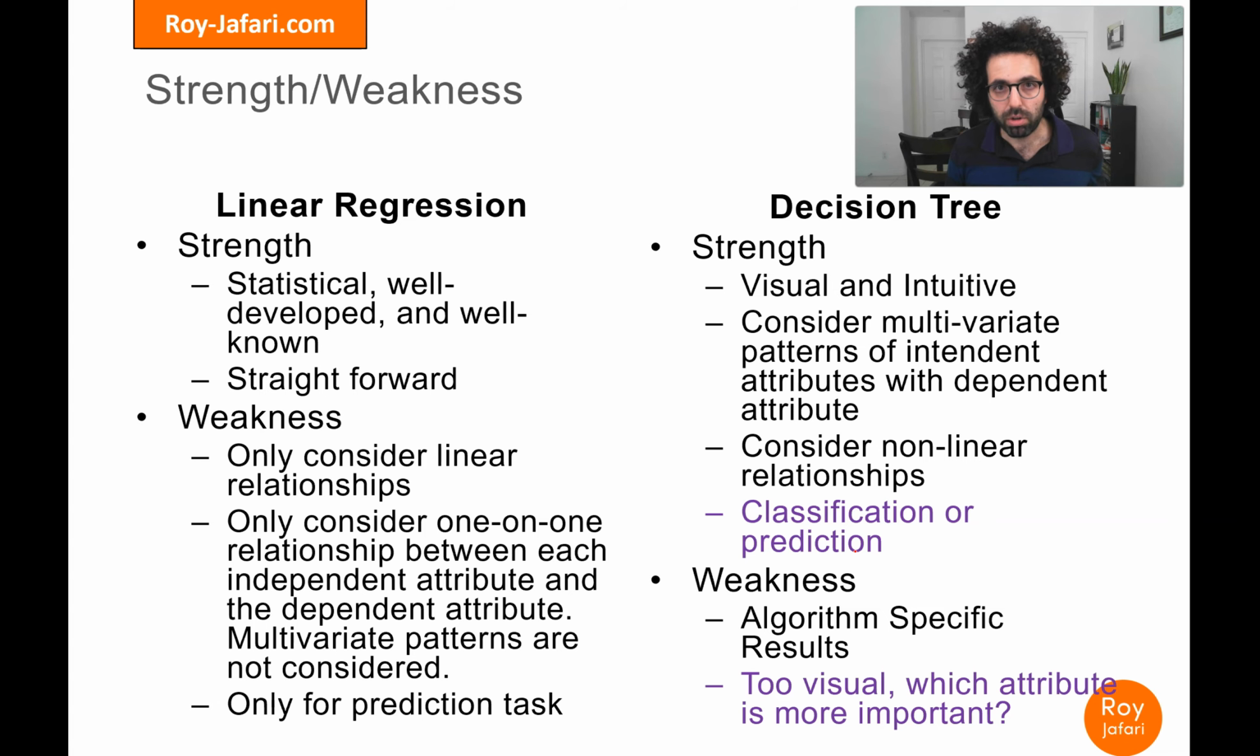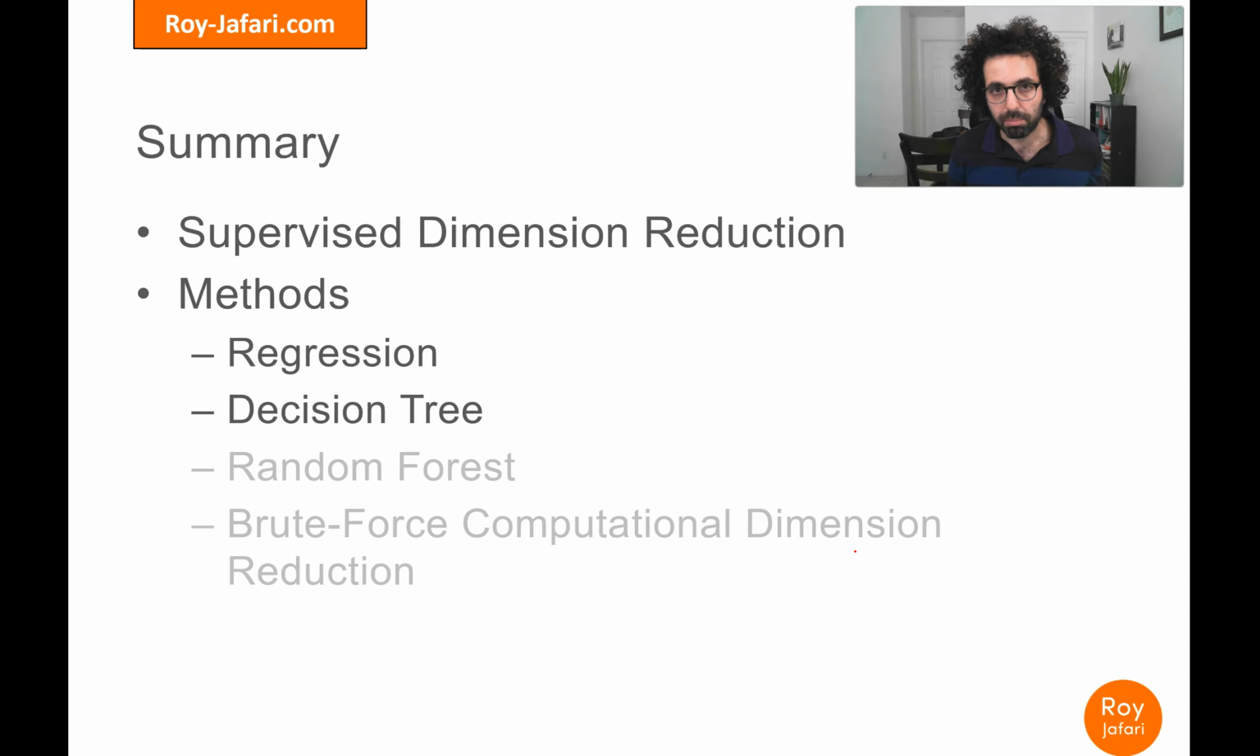Alright, so before finishing this video, let me offer a summary. Of course, we talked about different things: dimension reduction, data reduction. We know what dimension reduction is, and we also talked about supervised and unsupervised dimension reduction. In this specific video, we talked about linear regression and decision tree as methods of supervised dimension reduction. And in the next video, we're going to discuss random forest and brute force computational dimension reduction as two other methods of supervised dimension reduction.